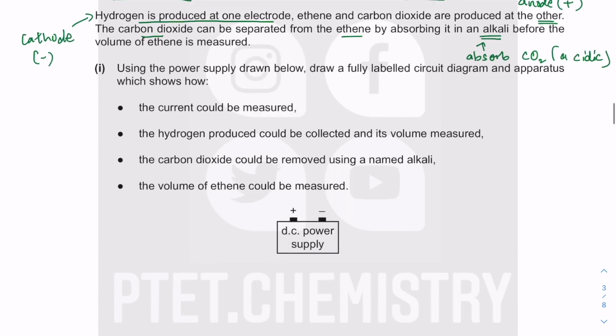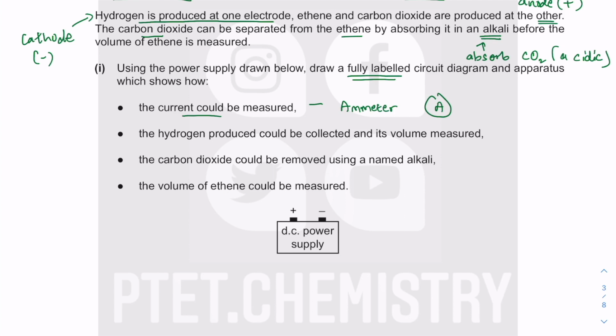Okay, so using the power supply shown below, this is the negative terminal, so this will be connected to the cathode. This will be connected to the anode. You need to draw a fully labeled diagram. How do you measure current? You need an ammeter. An ammeter has the circuit symbol A, like this.